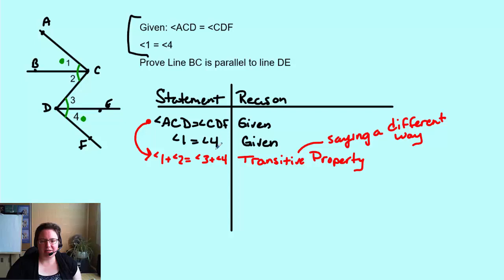Now we know that angle 1 is equal to angle 4, and we've got a 1 and we've got a 4 inside this proof, which is great news because it means I can replace. So I can say angle 1 plus angle 2 is equal to angle 3 plus angle 1, or you could have replaced the 4's. Substitution.